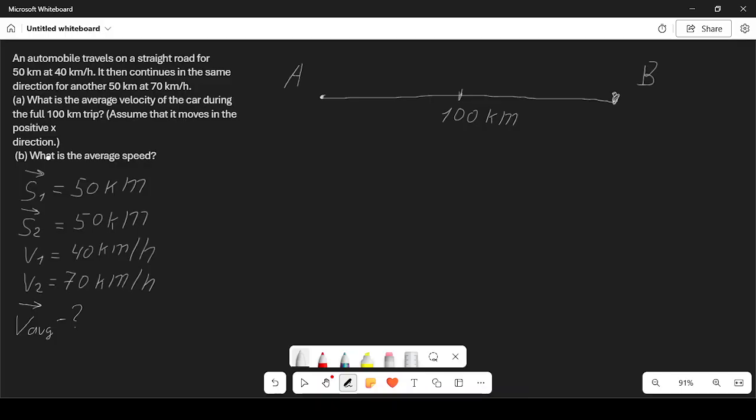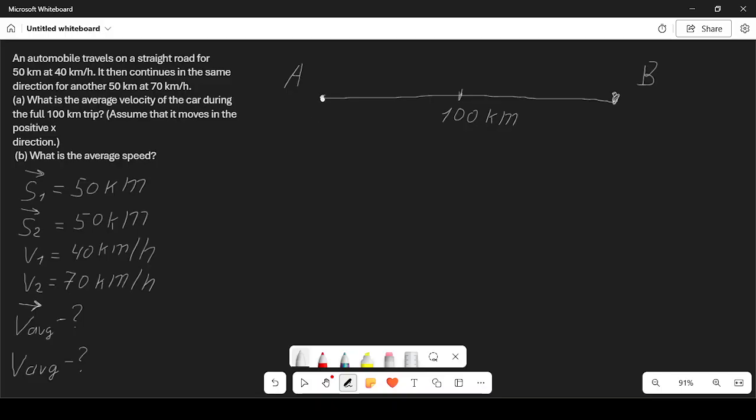Okay, and they ask us what is the average speed? Second question. Okay, average speed we also need to find. So they ask us to find average velocity and speed. Let's look at what is the difference between velocity and speed. Velocity, as we said, is a vector quantity. Speed is scalar. What is the difference?